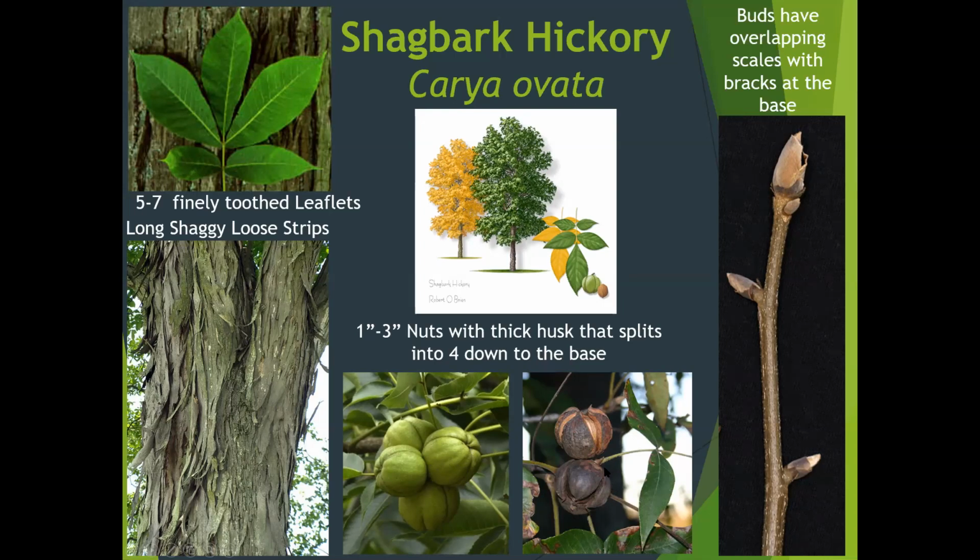The buds have overlapping scales, but these actually hold on to a long bract that stays with the bud, and that's a good way to identify hickories in winter: this long bract stays with the terminal buds, compared to what we're going to look at next, which is the pignut. It might be the bitternut.